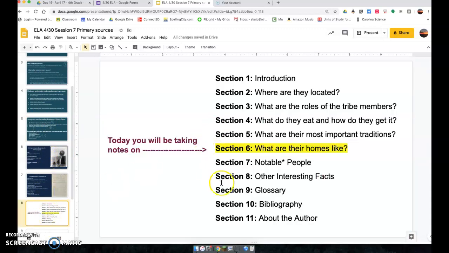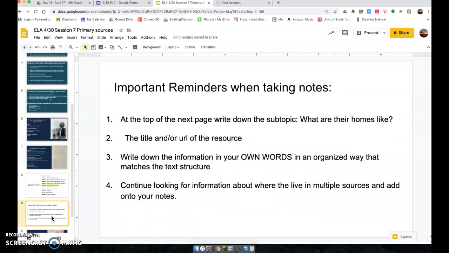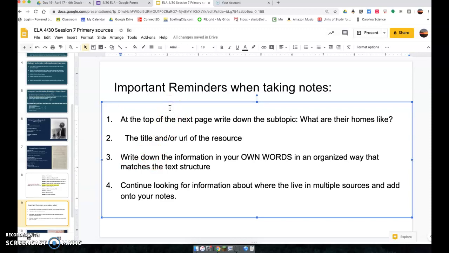After that, you do need to make sure you take notes on what their homes are like. When you're taking notes on what their homes are like, here are a few reminders. At the top of the next page in your notes, make sure you write down the subtopic at the top. What are their homes like? Then the title and URL of the resources you're using. Write down the information in your own words in an organized way that matches that text structure. And then continue looking for information about what their homes are like in multiple sources. So not just using one resource, but using multiple.